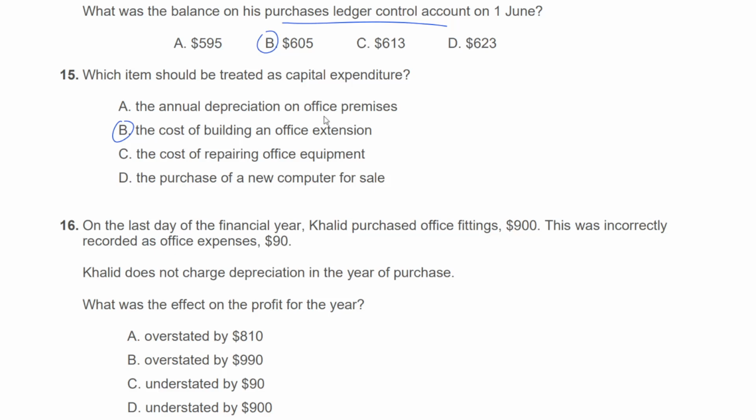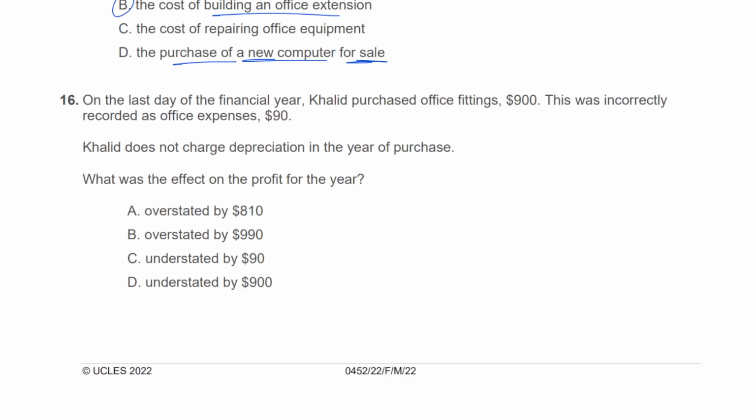The cost of repairing office equipment, that's a repair cost, revenue expenditure. The purchase of a new computer for sale. Be careful. It's not an asset purchase, it's inventory. This is purchases, not an asset. This is just inventory, right? So yeah, cost of a building extension, extending a non-current asset, that is capital expenditure. Let's move on. Number 16.